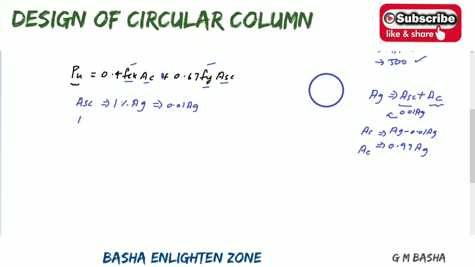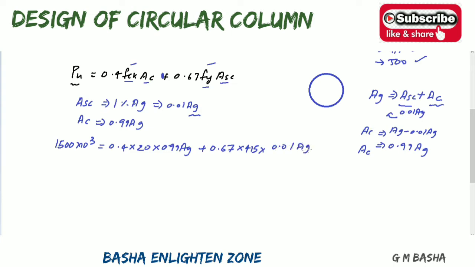So, almost we have all the values. This one will be equal to 0.99 Ag, so you will get the value in terms of Ag because the only unknown here is Ag. So substitute all the values. Pu will be equal to 1500 into 10 to the power of 3 newtons, and 0.4 where fck is 20, and area of the concrete will be equal to 0.99 Ag, plus 0.67, fy is 415 steel, and area of the steel will be assumed as 0.01 times Ag.